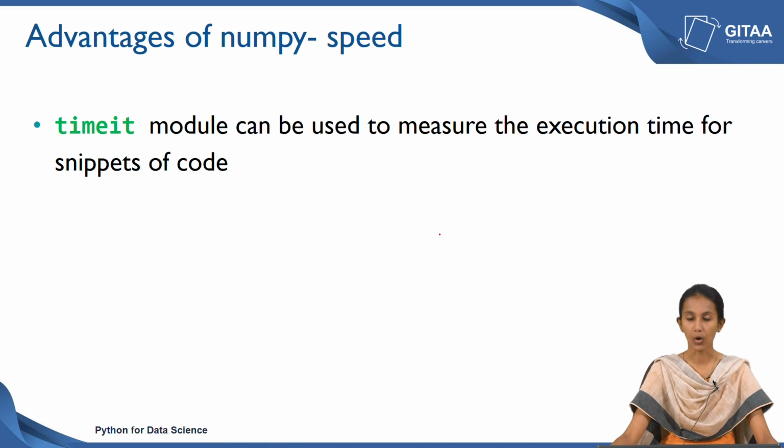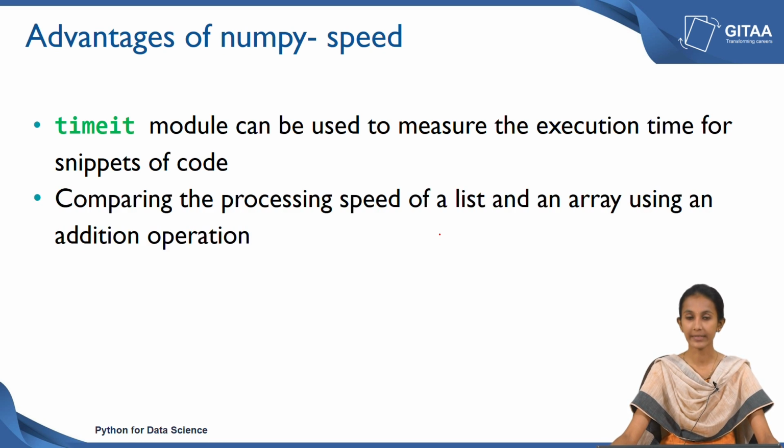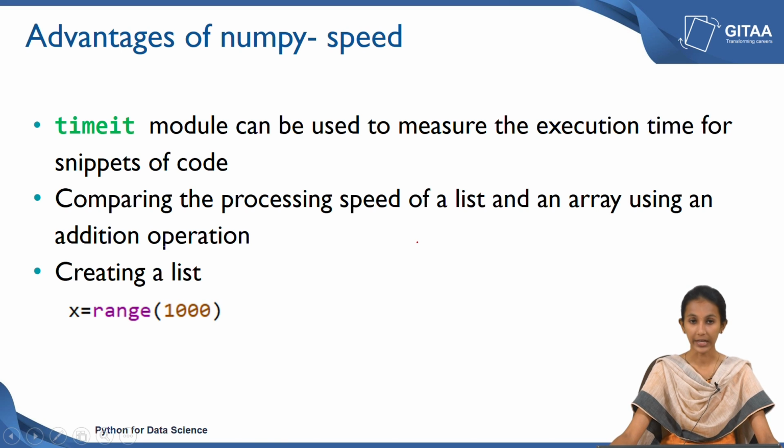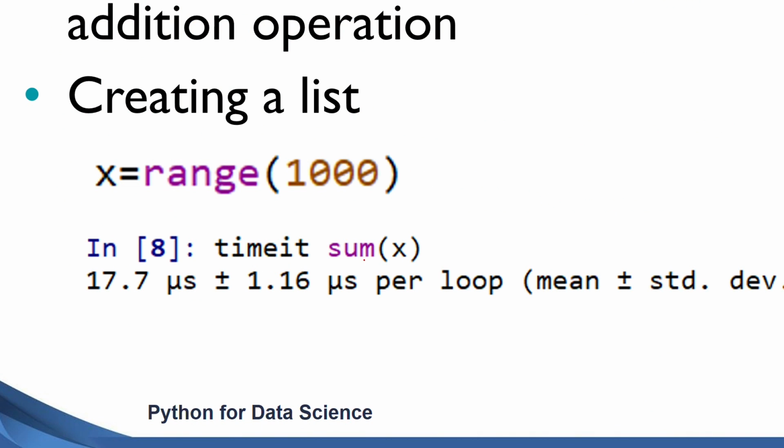So, timeit is a module which is available in Python. It can be used to measure the execution time, which is basically the runtime, for snippets of code. We will take an example. We will compare the processing speed of a list and an array using the addition operation. The first example is I will create a list using range of 1000 and I am storing it in a variable called x. When you give timeit of sum of x, it returns an output of 17.7 microseconds.